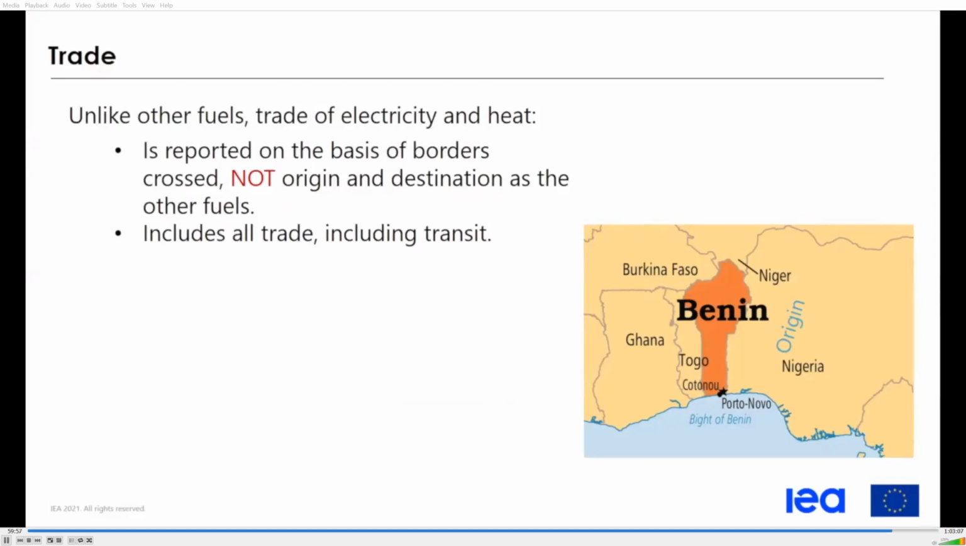Well, you report it as a flow, going through the borders of a country. And in that case, we do not focus on the origin and destinations of those electrons. Let's take an example to see it a little bit more clearly. Here we have 3 countries, Togo, Benin, and Nigeria.